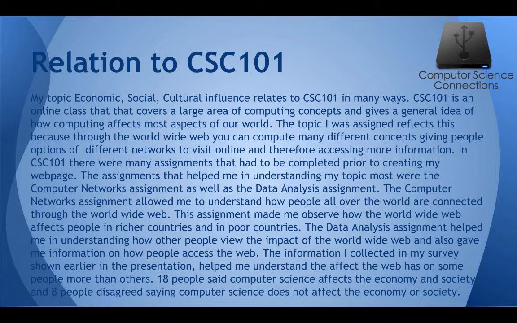The information I collected in my survey, shown earlier in the presentation, helped me understand the effect the World Wide Web has on some people more than others. In my survey, 18 people said computer science affects the economy and society in a positive way, and 8 people disagreed, saying computer science does not affect the economy or society.